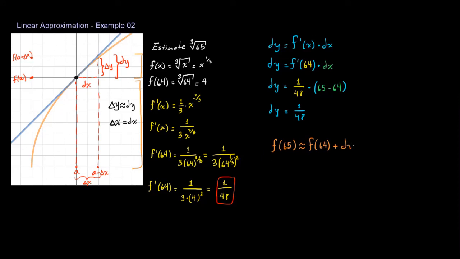If we add up this one plus this one, we will get an approximation of f of 65. So f of 65 is approximately f of 64, which we already know is equal to 4, plus the dy that we know is equal to 1 over 48, and with that we are done. This is the linear approximation that we are looking for the cubic root of 65. Now you can verify on your calculator this quite nice approximation.